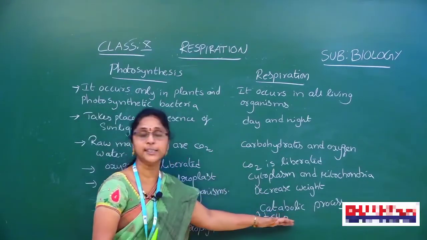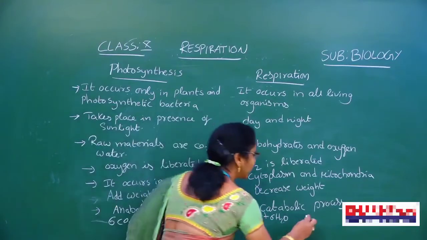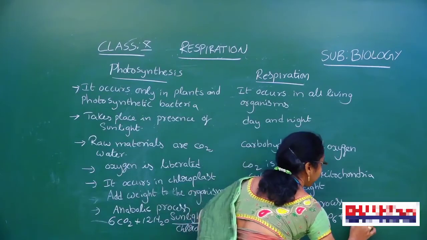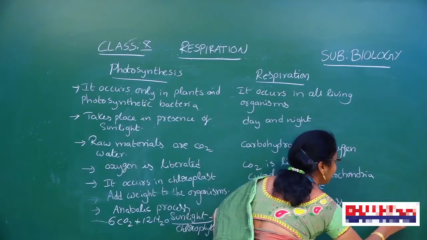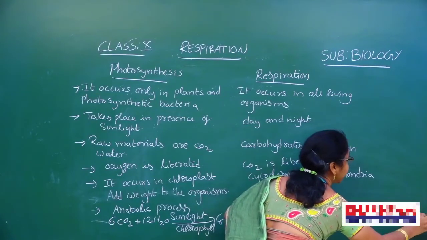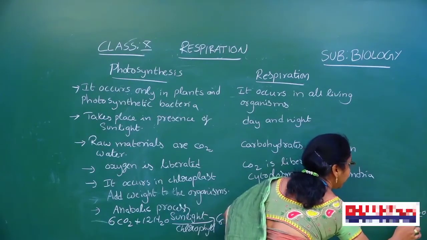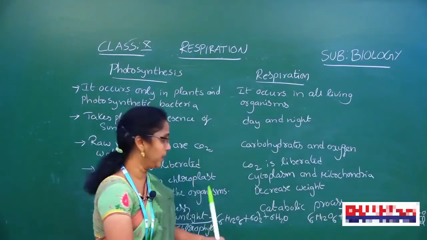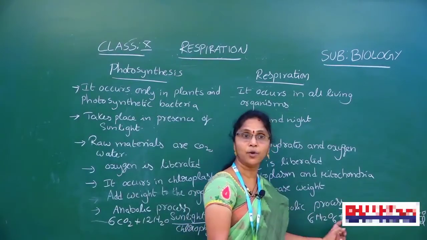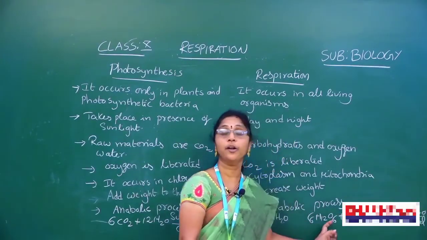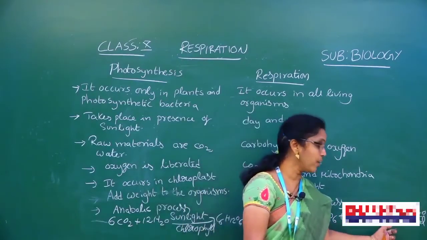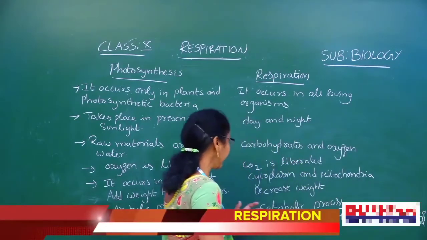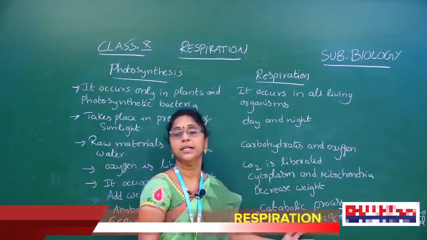What is the equation of respiration? The reverse occurs here. The glucose molecule is oxidized. Now what is released? Carbon dioxide, water, and how much energy? 686 kilocalories of energy. See here, the glucose molecule is oxidized, and C6H12O6 plus 6O2 gives rise to carbon dioxide, water and energy. So the reverse reaction of photosynthesis is nothing but respiration.